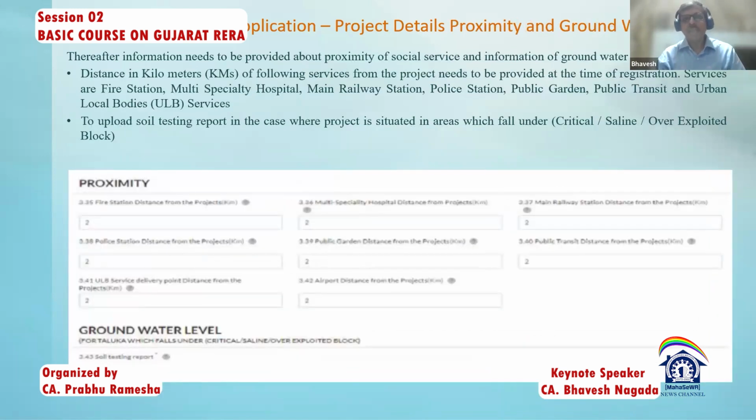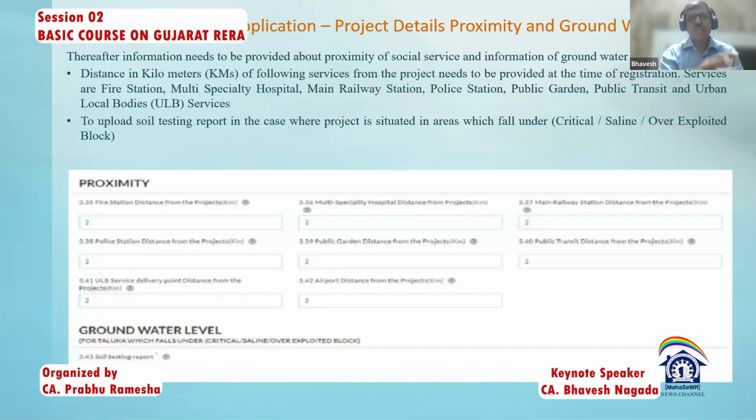Now, similarly, there is some information which I find very beautiful in this Gujarat RERA, that is the proximity to social services, like fire station से कितना दूर है, hospital से, multi-specialty hospital से कितनी दूर है, रेलवे स्टेशन से कितना दूर है, पुलिस स्टेशन से कितना दूर है आपका ये प्रोजेक्ट. So the project is pinpointed, that the basic services and requirements which can be used in emergencies should be within the vicinity. Or at least the person who is getting into the project should know how far all these things are.